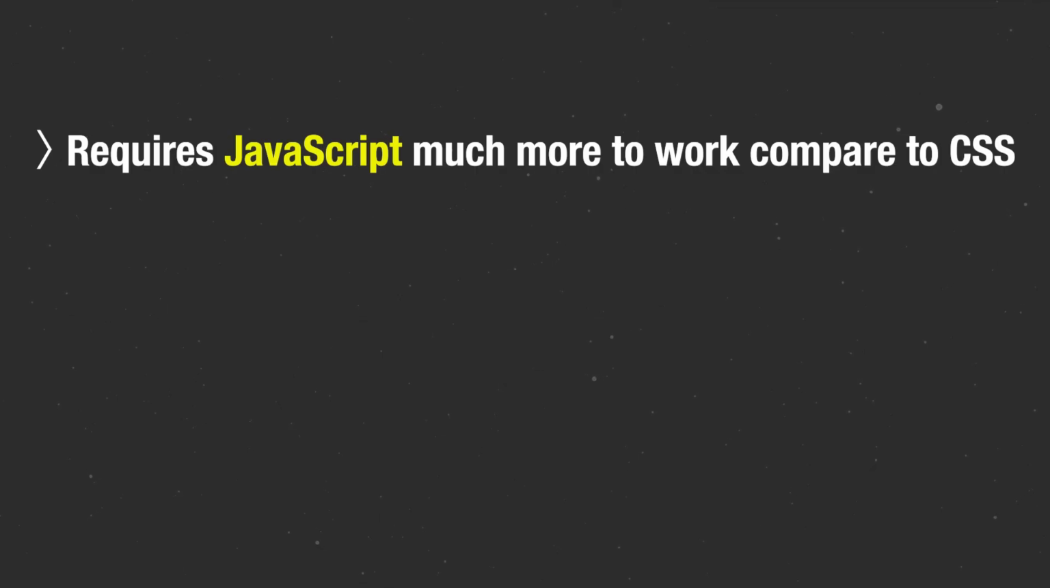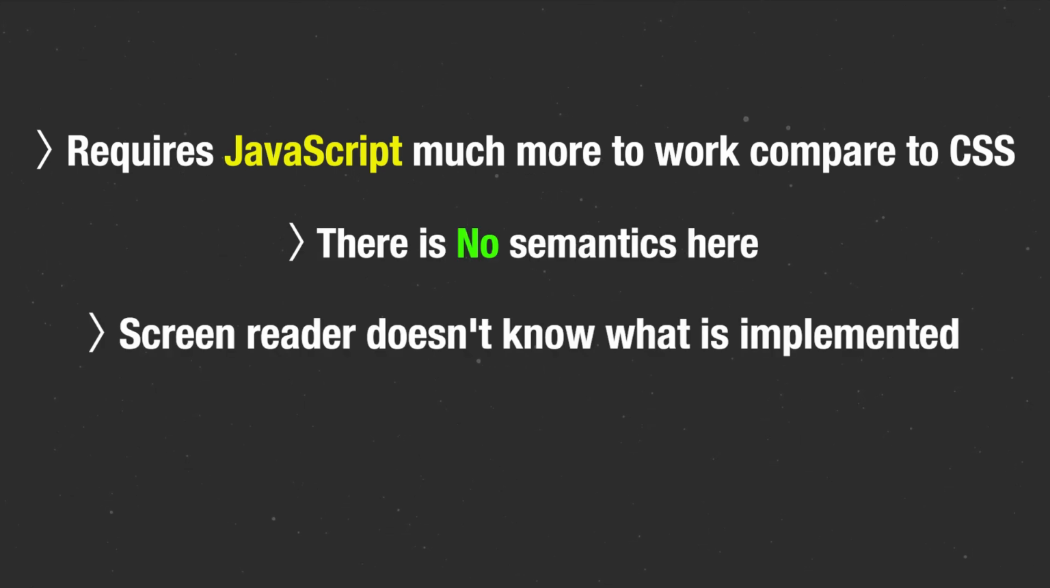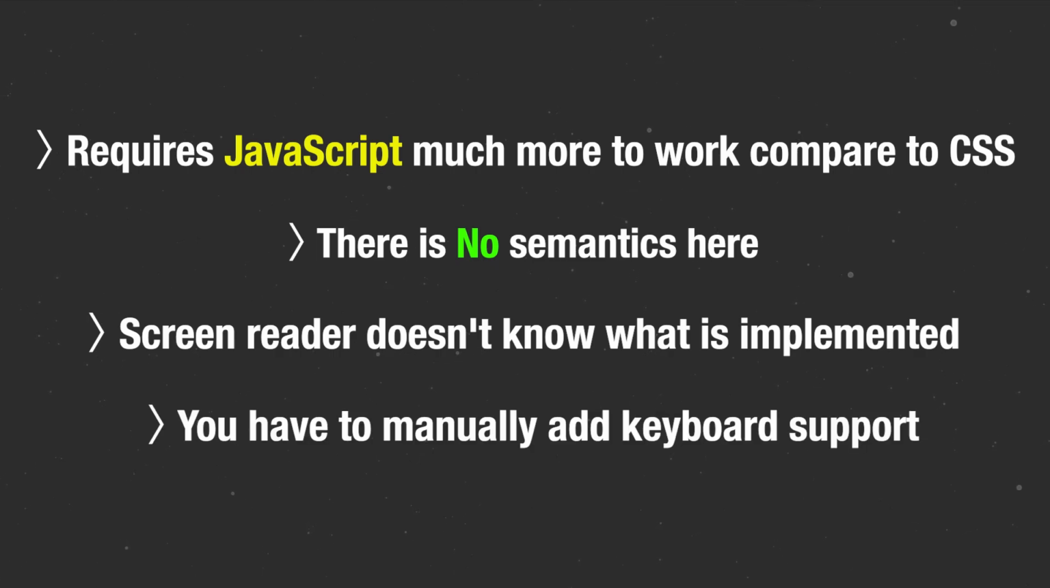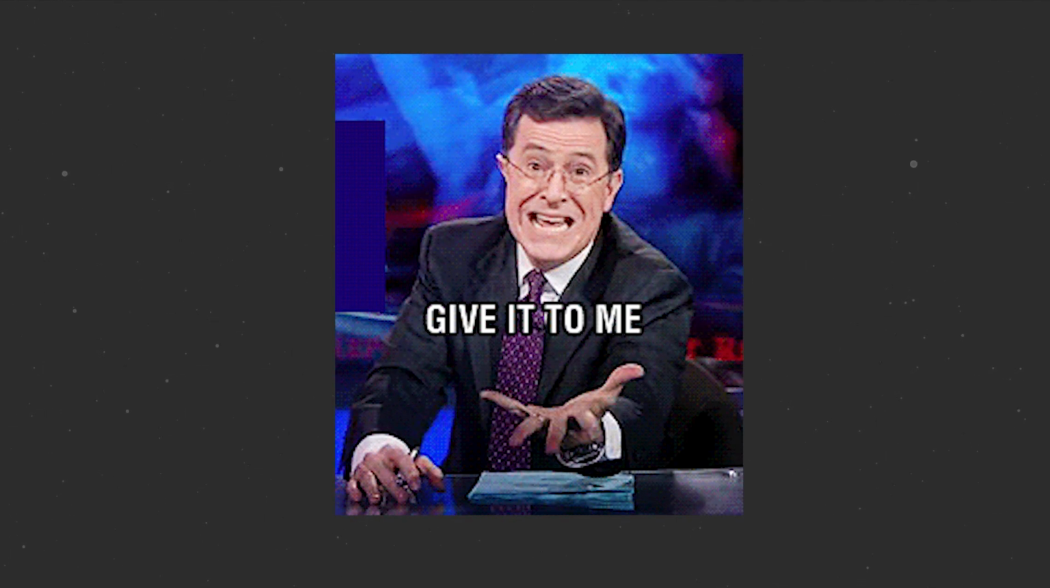It requires much more work compared to CSS. There's no semantics here, and screen readers don't know what is implemented. And of course, you have to manually add keyboard support. To sum up, for a simple accordion, the CSS-only version is better in every way. JavaScript gives more control, but you have to ask yourself a question if you really need it.